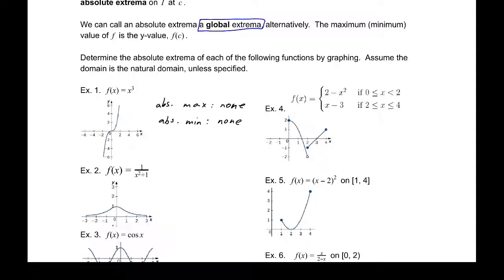f of x equals 1 over x squared plus 1. There is a highest value, a maximum, right here. So we have an absolute maximum of 1 at x equals 0. So the maximum point is (0, 1). Now for an absolute minimum, there isn't one. There's not a lowest point. It gets closer and closer to the x-axis.